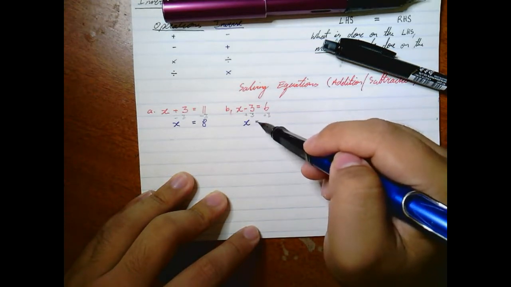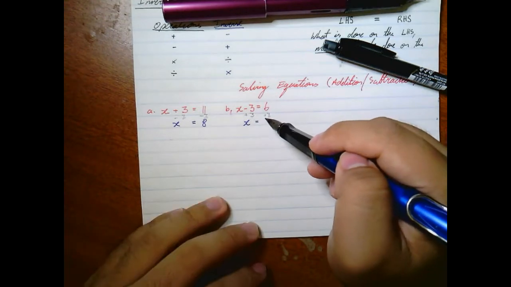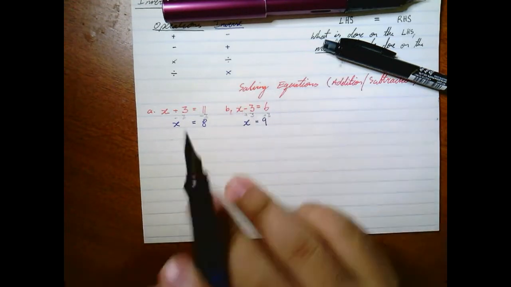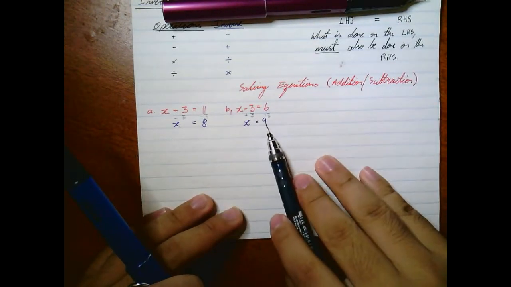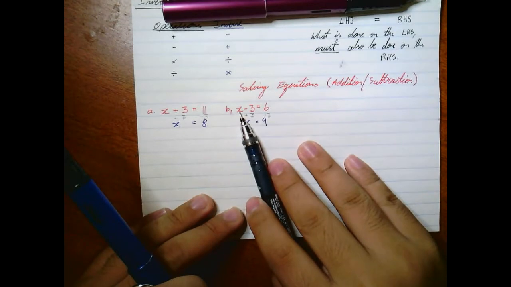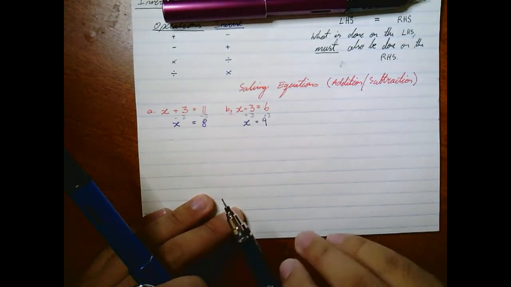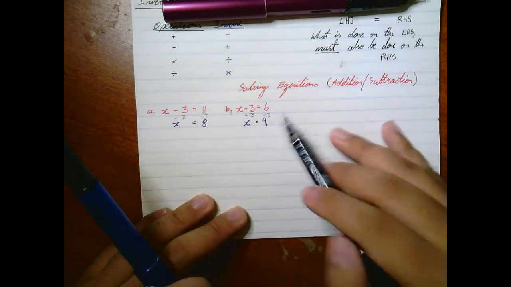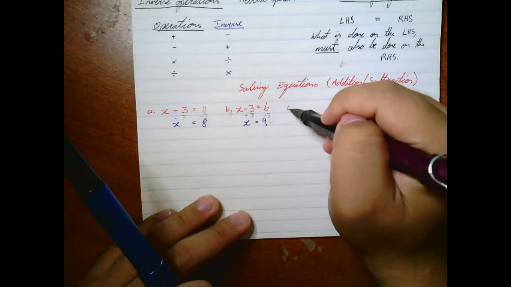Equal sign remains where it is. 6 plus 3 is 9. And if we test it again, take a look. Let's pretend that 9 is here. 9 minus 3 equals 6. Well, that's true, so this is correct. A, B.